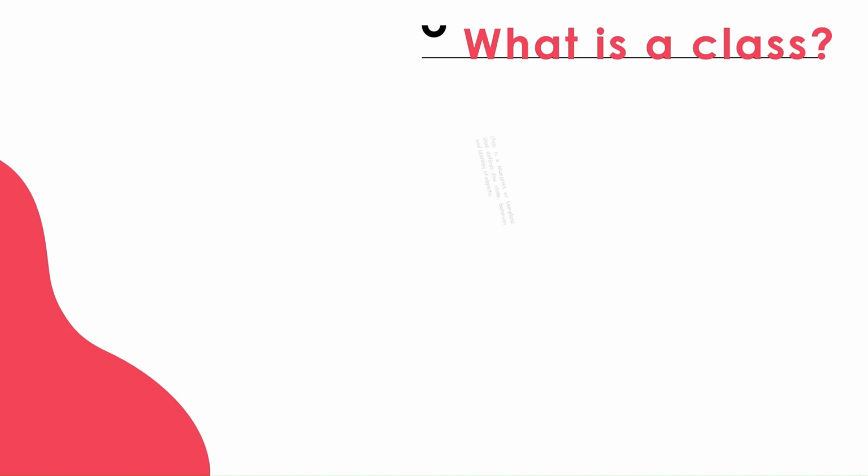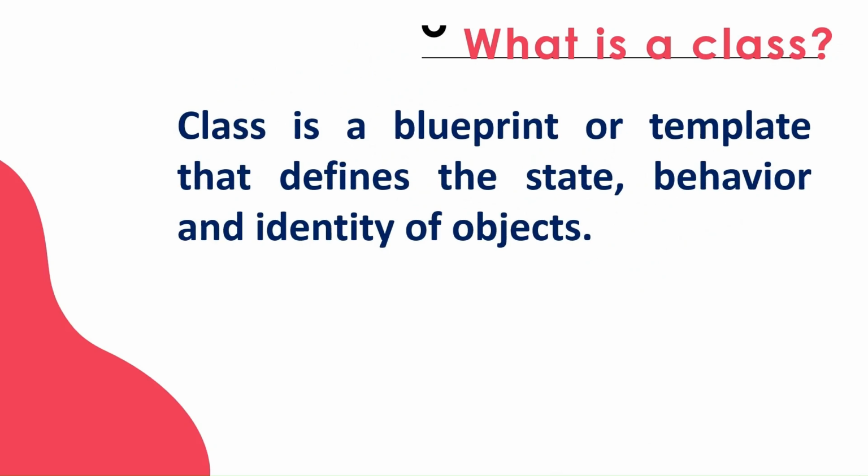So what is a class? Class is a blueprint or template that defines the state, behavior, and identity of objects. Now state implies the instance variables. Behavior implies the methods of a class, and identity implies the name of the objects, because for one class, we can create number of objects. In order to identify the objects, we need to give some name for the object. So that is called as identity, which should be unique.